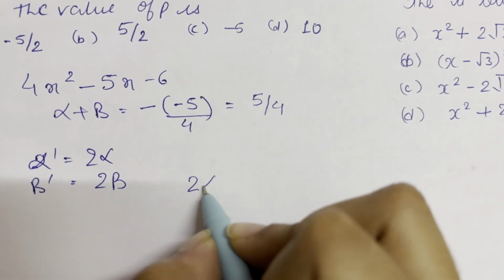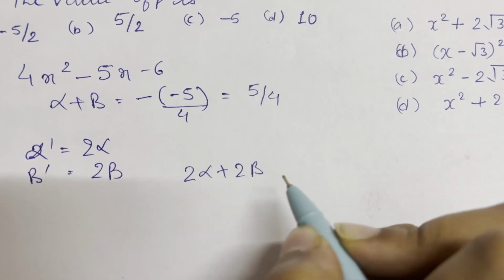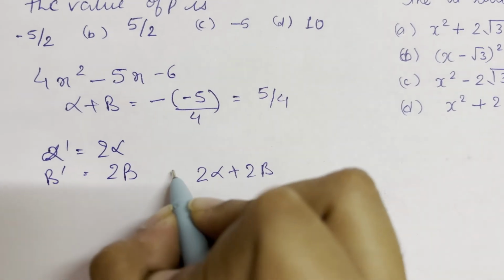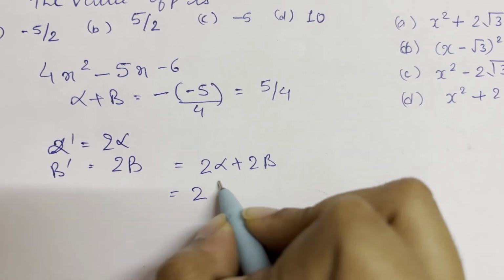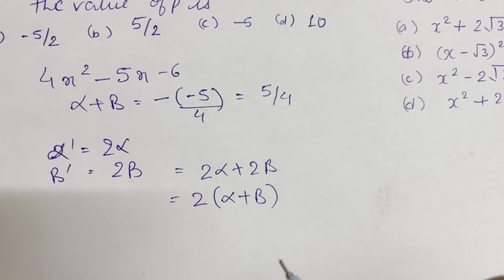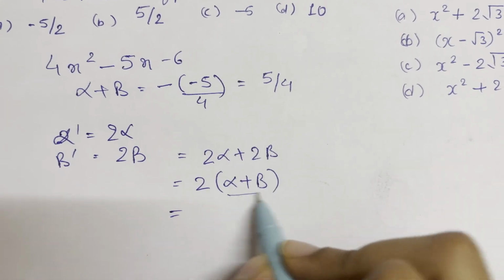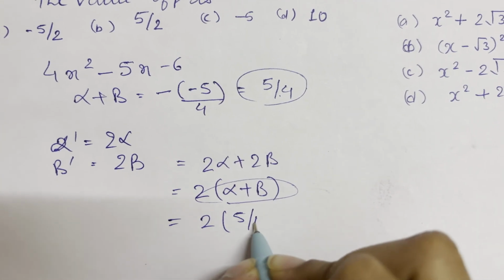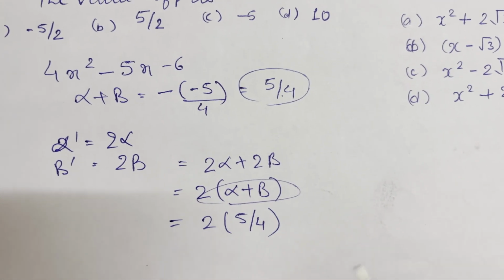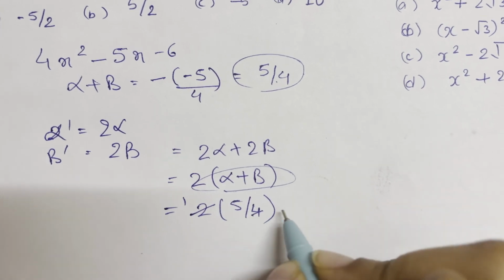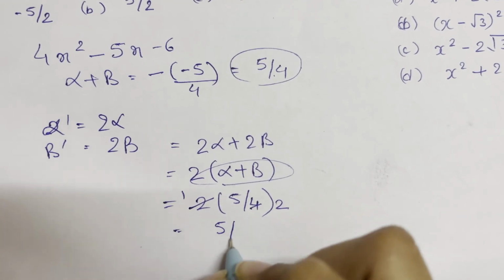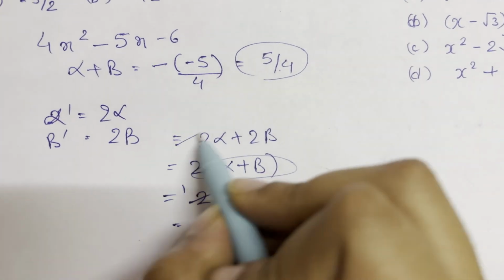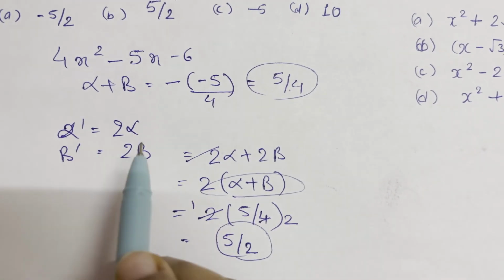Okay, so 2 alpha plus 2 beta will be the sum of the zeros of this polynomial. Now we take 2 as common, alpha plus beta, and we know that the value of alpha plus beta is 5 by 4. So 2 times 5 by 4: 2 ones are 2, 2 twos are 4. So we get 5 by 2.